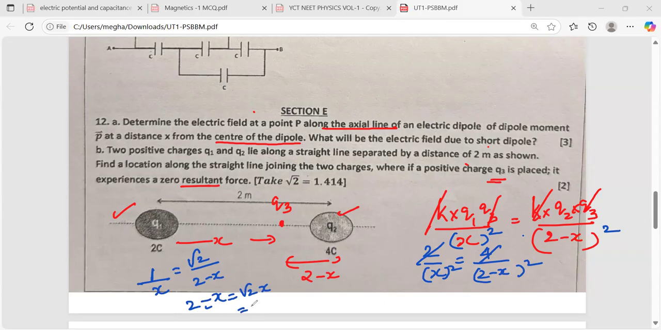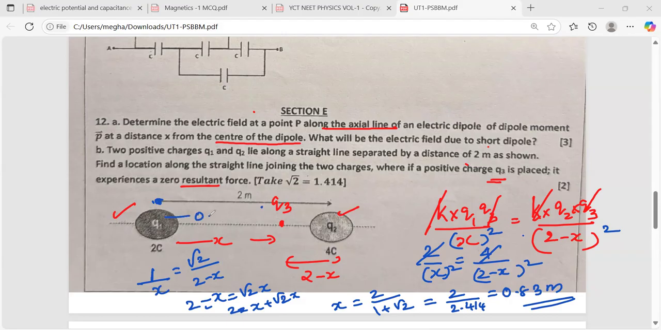Therefore, x plus root 2 x is equal to 2. So therefore, x is equal to 2 by 1 plus root 2. So 2 by 1 plus root 2 is 2 by 2.414. So that will be equal to 0.83 meters. So 0.83 meters from Q1. That's the answer. 0.83 meters from Q1. So hope you understand this, children. We will go to the next one.